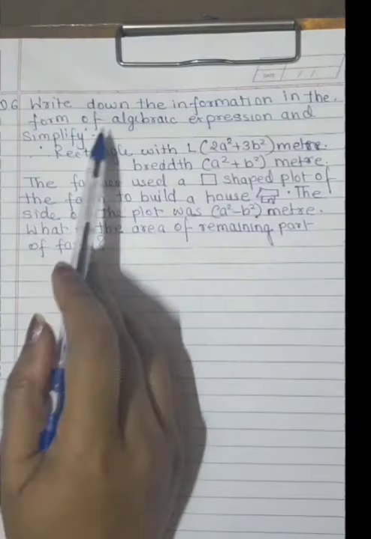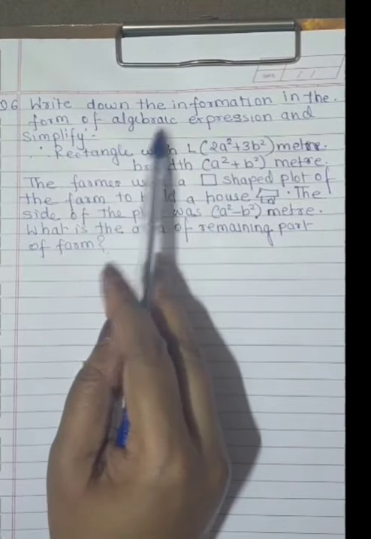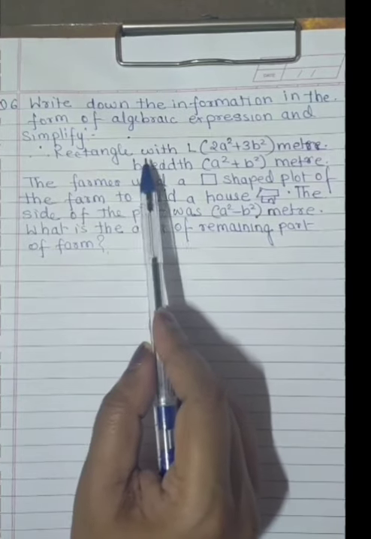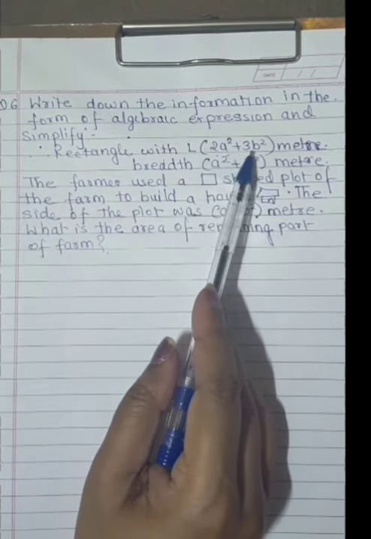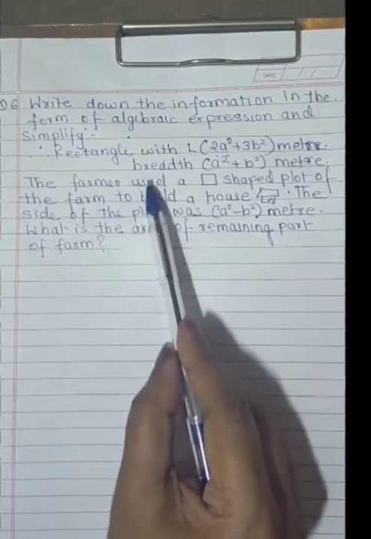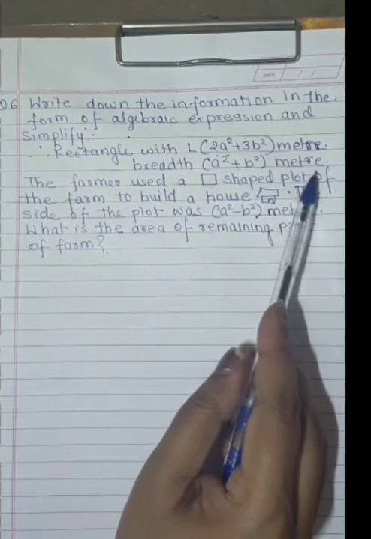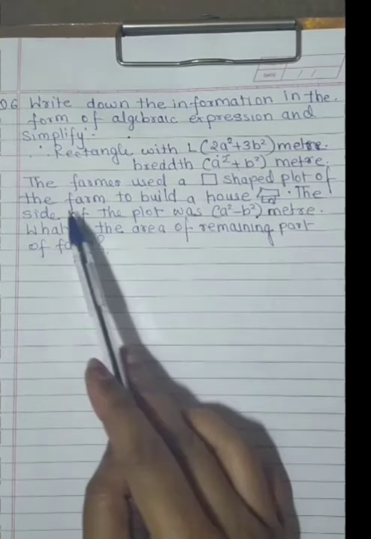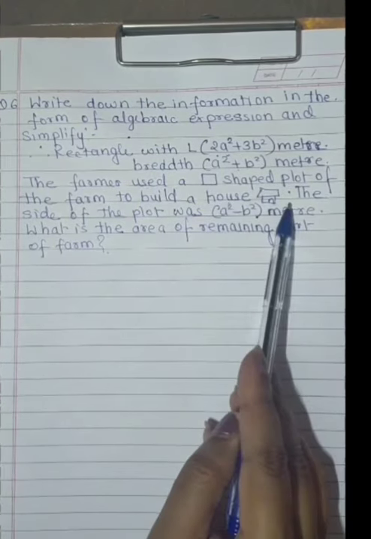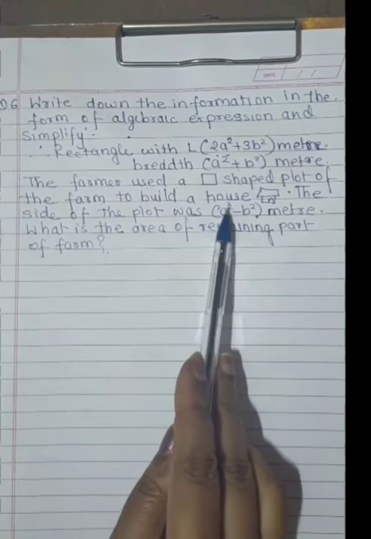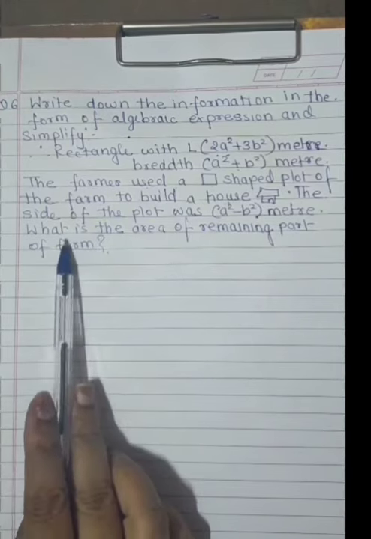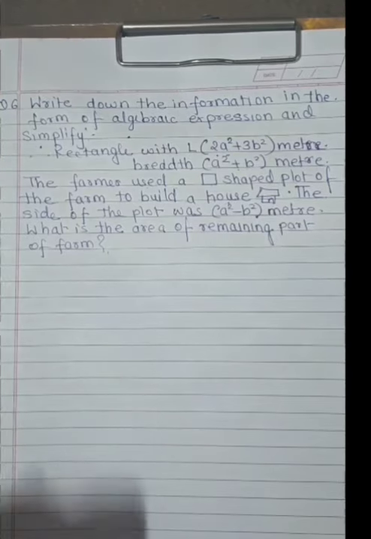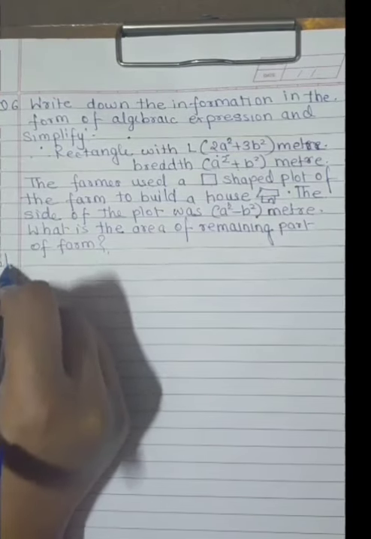What is the question given? Write down the information in the form of an algebraic expression and simplify. A rectangle with length 2a square plus 3b square meter is given, and breadth is a square plus b square meter. A farmer used a square shaped plot of the farm to build a house. The side of the plot was a square minus b square meter. So what is the area of the remaining part of the farm? This is our question. We have to find the solution for it.